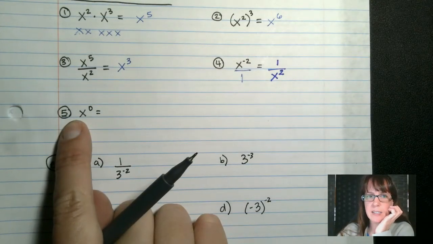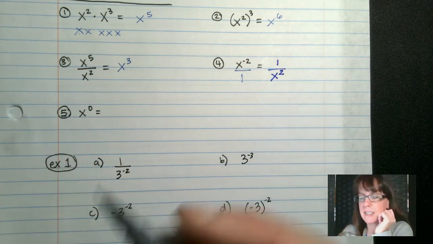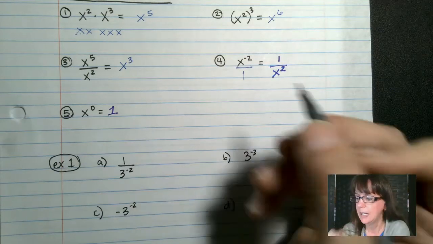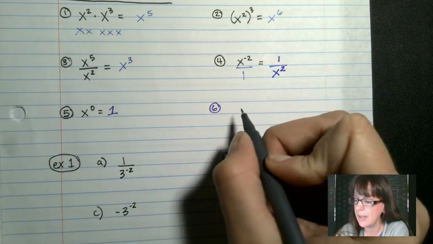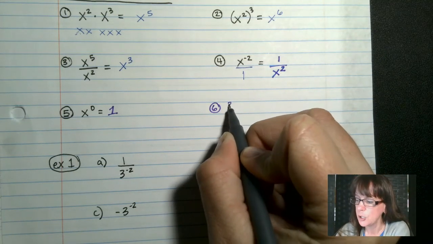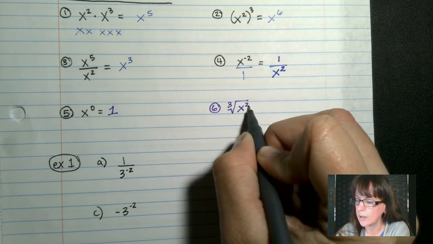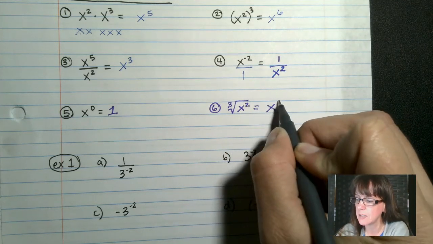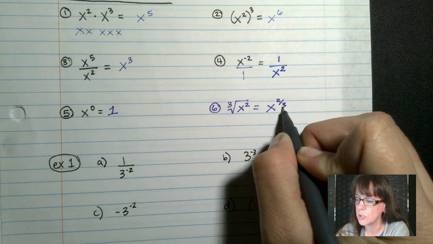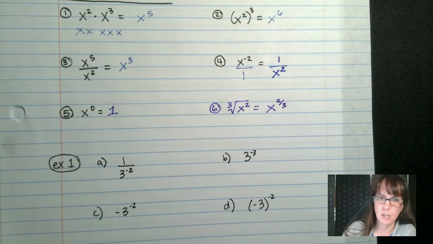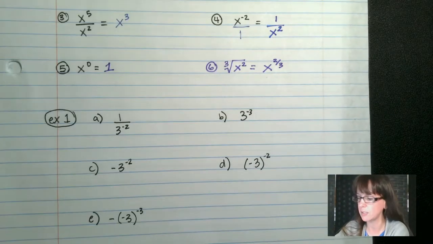Lastly, we have x to the 0 power. Remember, anything to the 0 power is 1. There's another one missing on here. That is the cube root of x squared. That is the same as x to the 2/3 power, just like that. That's a good one to kind of remember. Okay, with that in mind, let's take a look at these examples.